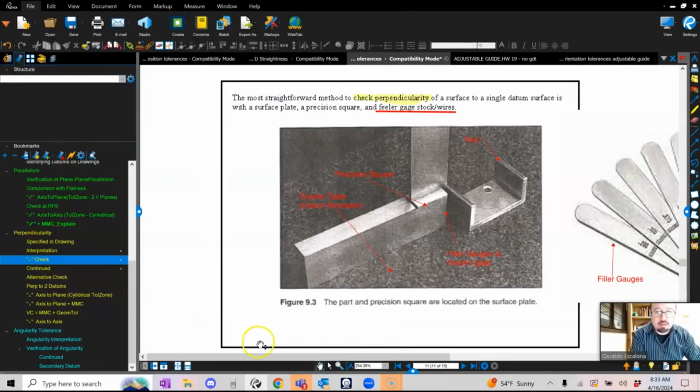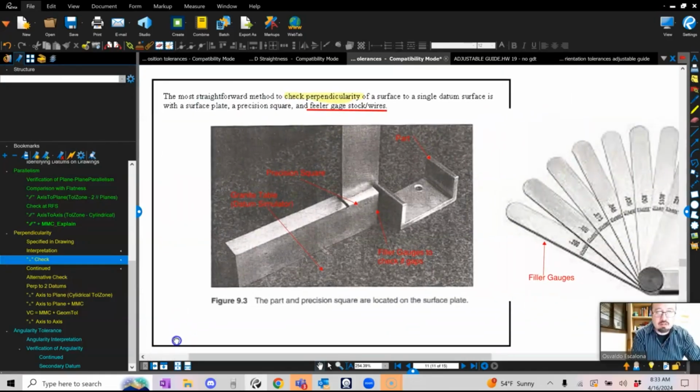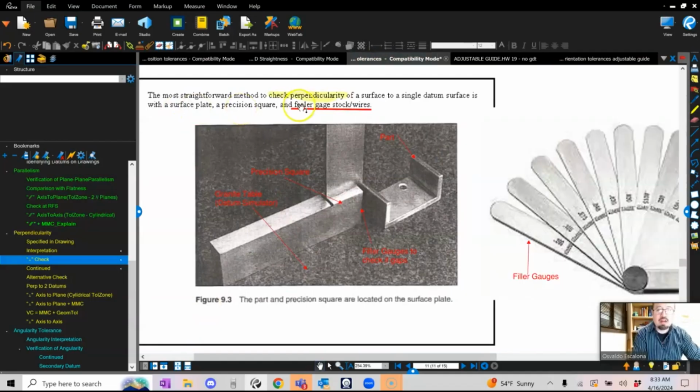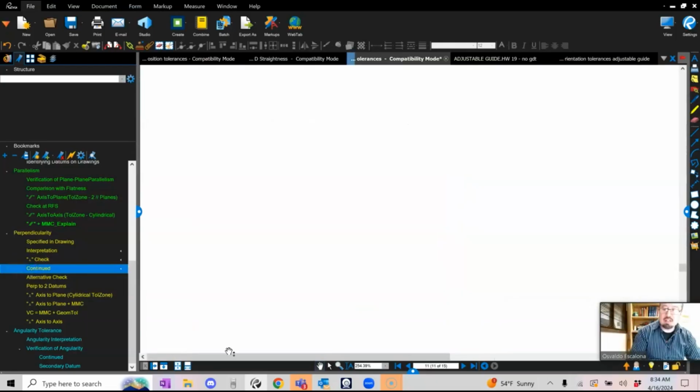Most straightforward method to check perpendicularity of a surface to a single datum surface is with a surface plate or precision square and a feeler gauge or stock wire. So these are the feeler gauges that I'm telling you about. This is your part. This is your precision square. You put a bunch of feeler gauges. This is your granite table.